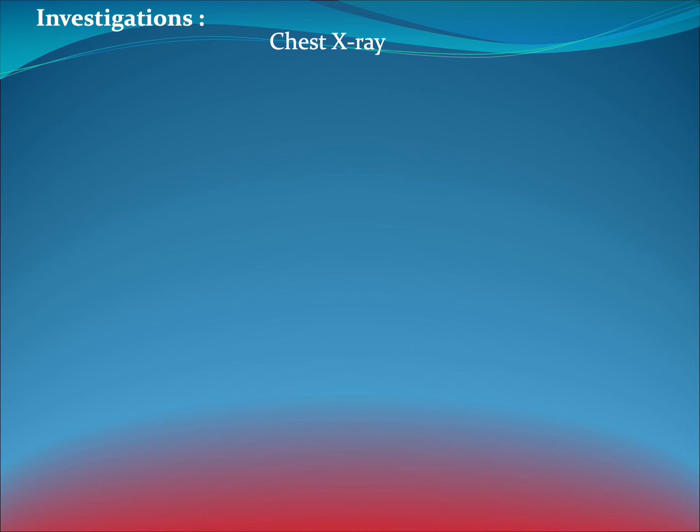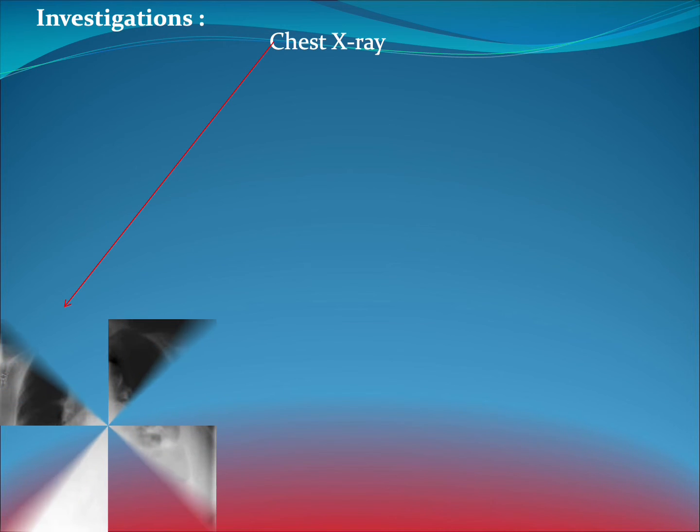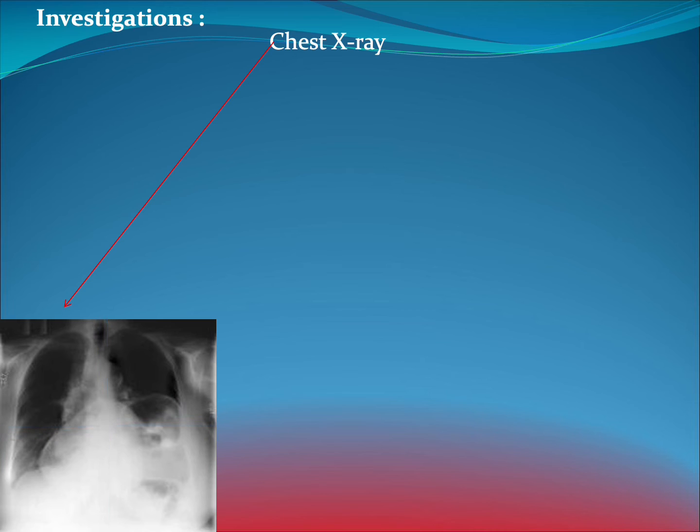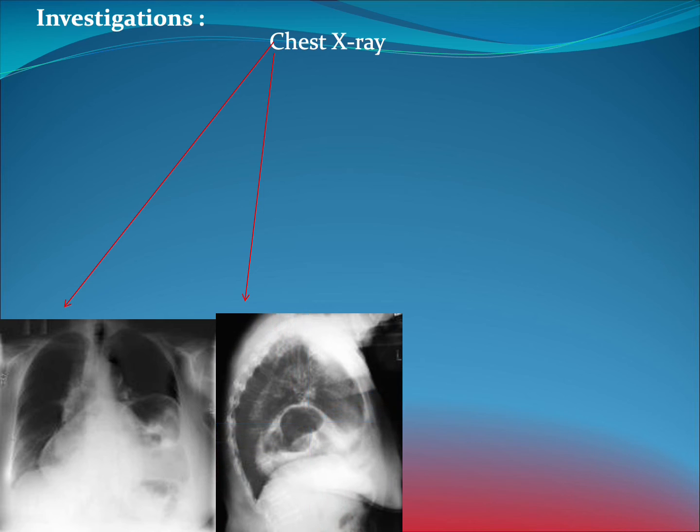So the investigation: first, we do a chest X-ray. You can see some of the abdominal content if there is a large amount in the chest, like the stomach or colon, particularly so in type 4. Here you can see the stomach inside the chest cavity, and the lateral chest X-ray is also showing the same.